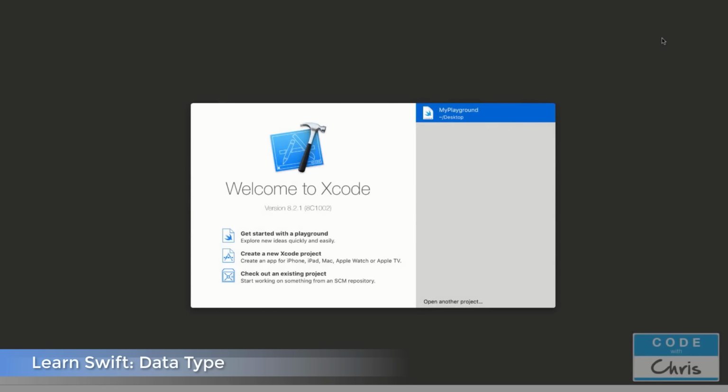Hello, welcome to Learn Swift for Beginners, Lesson 2. In this lesson, we're going to talk about data types. Did you know in the previous lesson that you were already working with different data types? Well, let me point it out to you.